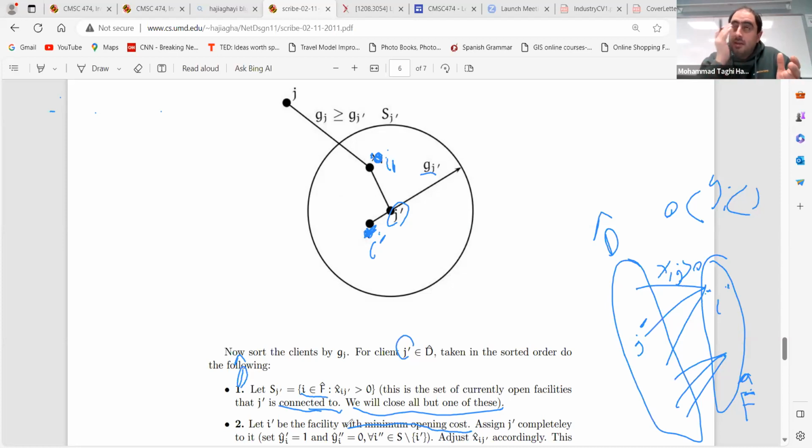here the facility cost does not go up. We will assign J completely to this one. It means that we will put Y hat of J prime equal to 1. And for everyone else, we will put it 0. And then we will put the Xij's accordingly. So X of I prime j prime would be 1, and everything else would be 0. Good.